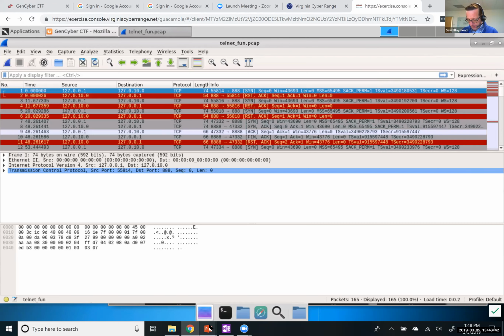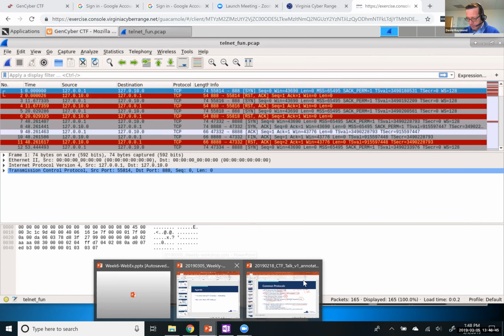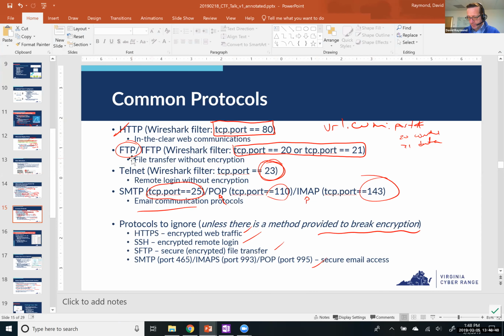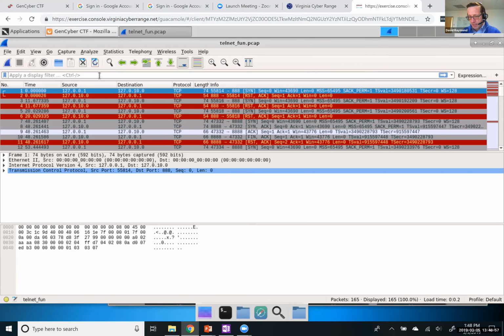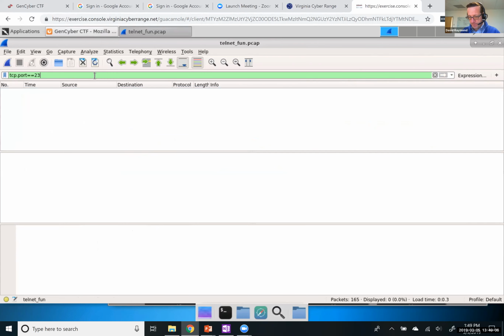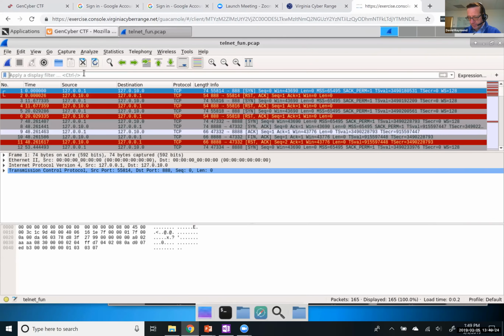So if I go back to my slides, if I look at common protocols, we said that Telnet is usually the default, the port for Telnet is port 23. Okay, well, let's try in our filter tcp.port equals 23. Oh, and there's no TCP port 23 traffic. Okay, well, let's try something else. So this is obviously Telnet not running on the default port.